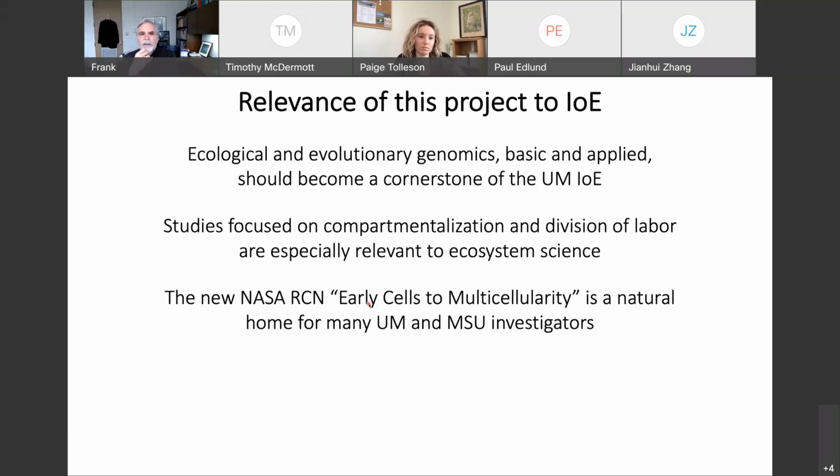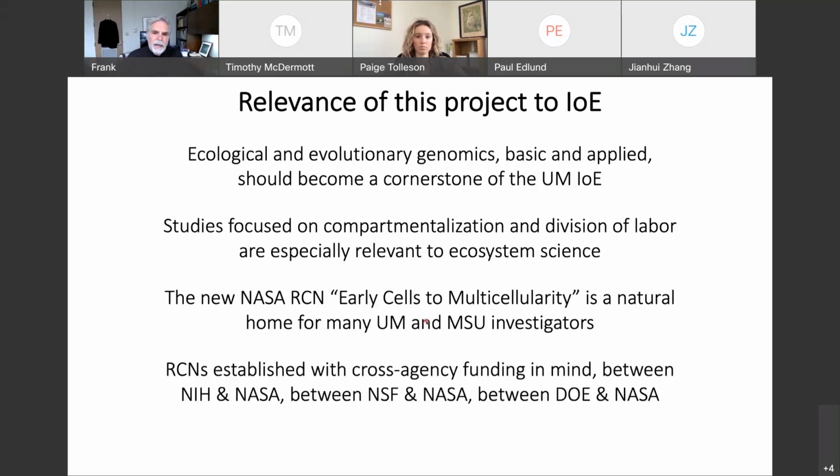I'd also say that this new NASA RCN, early cells to multicellularity, is a natural fit for a lot of folks on both campuses. And concerning not just that RCN, but all the other RCNs, because there's plenty of people at MSU in particular who would be candidates for membership if they're not already members of the PCE3 group, they were established with the objective of cross-agency funding, particularly between NSF and NASA, but also between other federal agencies and NASA. And in fact, these RCNs were born of an ideas lab that was run jointly by NSF and NASA about 4 or 5 years ago.